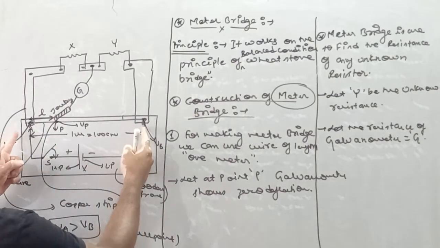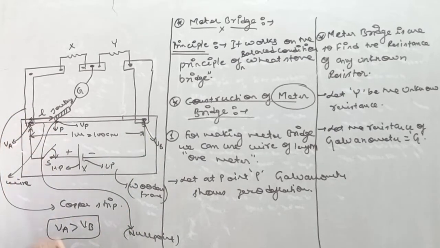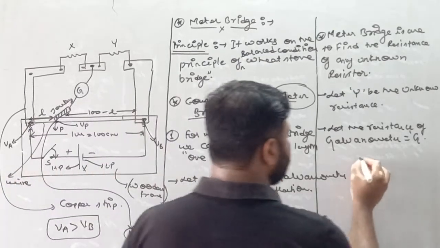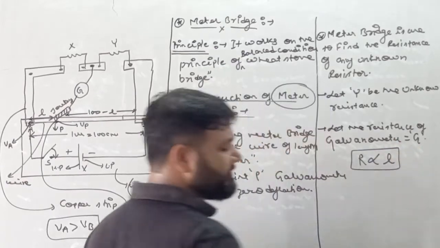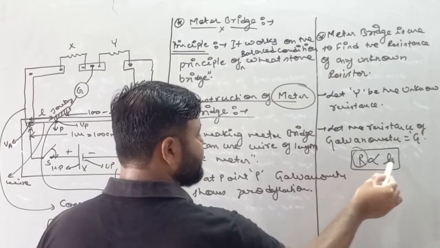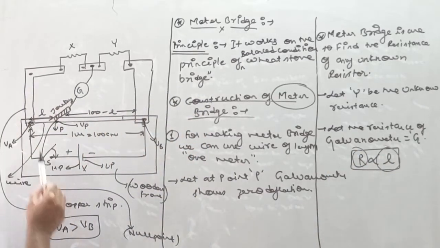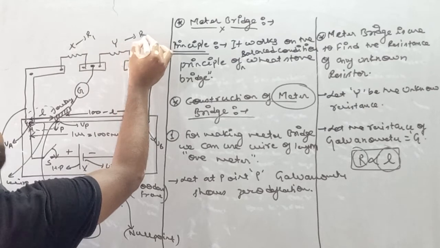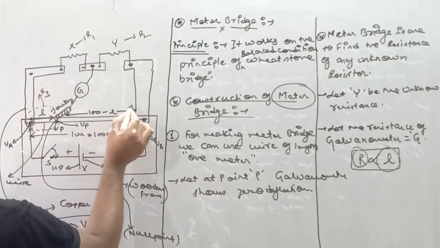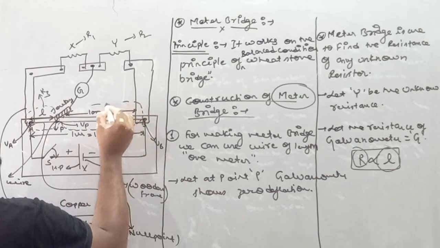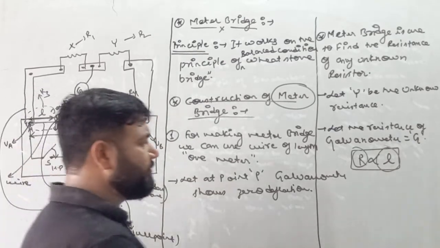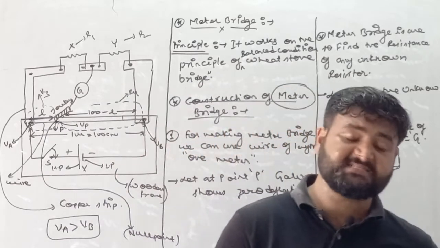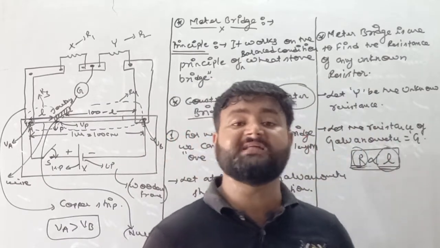Now see, the total length of the wire is 100 centimeter. If this length is L, then this length must be 100 minus L. Now, as we all know, resistance is directly proportional to length. So instead of resistance, we can use the length of the conductor as well. Let's suppose this is R1, this is R2, this length L is considered to be R3, and this 100 minus L is considered to be R4, because the resistance of a resistor is directly proportional to the length of the conductor.